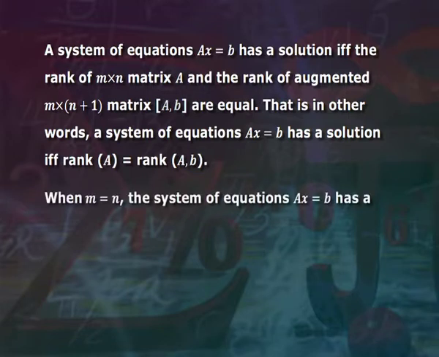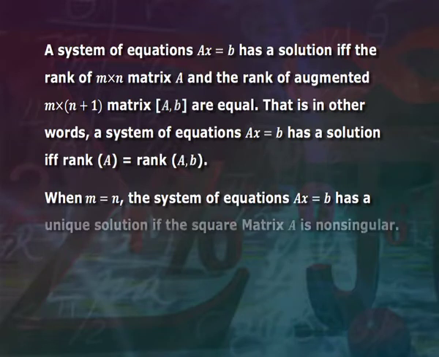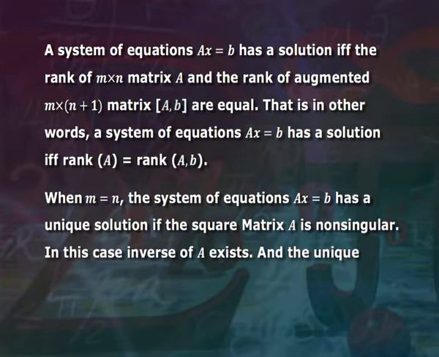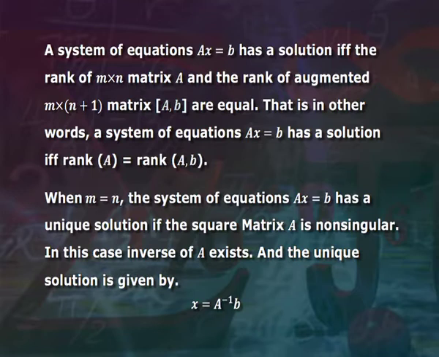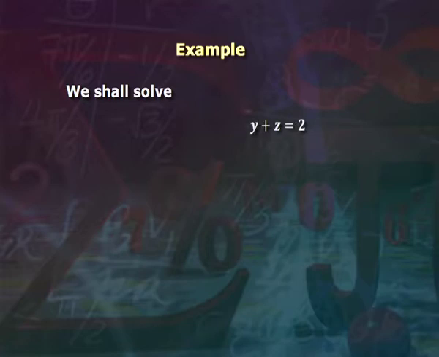When m equals n, the system of equations Ax = b has a unique solution if the square matrix A is non-singular. In this case, the inverse of A exists and the unique solution is given by x = A inverse b. Example: we shall solve y plus z equal to 2, x plus z equal to 2, x plus y equal to 2.